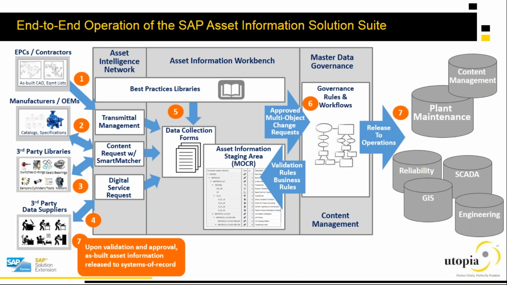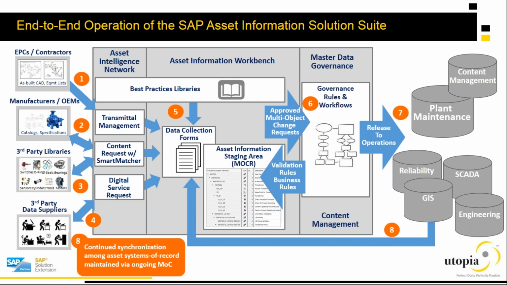Finally, upon that validation and approval, the as-built asset information can be released to your systems of record. Now, that system of record certainly is SAP Plant Maintenance, but remember, it could also go out to a reliability solution such as Meridium, your GIS operating environment, your engineering systems, etc. So it's not limited to only SAP Plant Maintenance, but it extends across multiple systems of record.